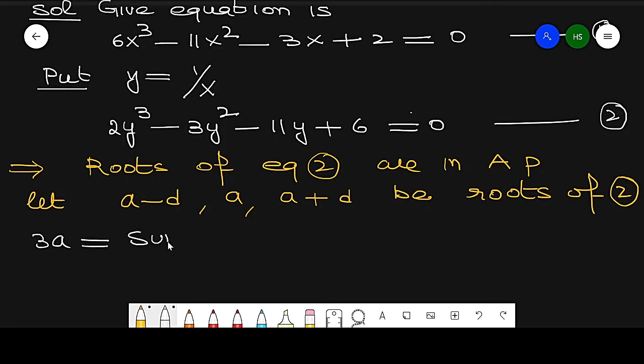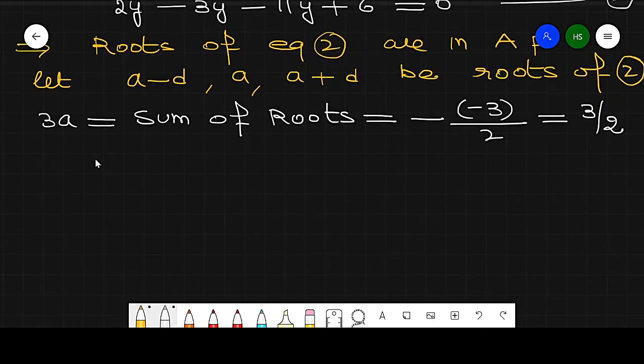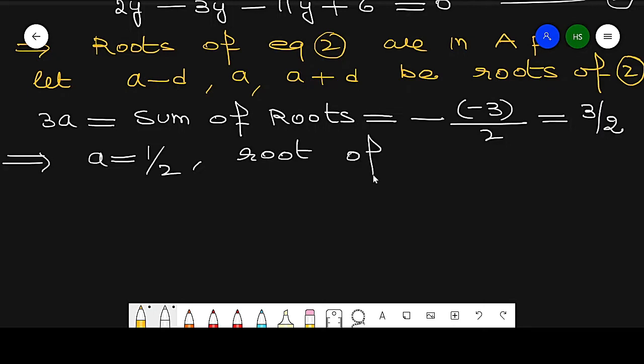What is the sum of roots from the given equation, by Vieta's formulas? This will be minus (-3) over 2, so this is 3 by 2. If it is 3 by 2, what is the value of a? The value of a is equal to 1 by 2, which is a root of equation number 2. So we get 1 root of equation number 2.